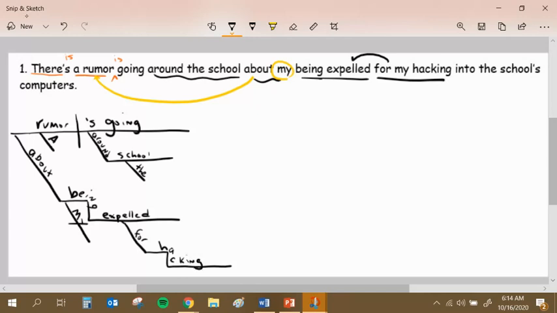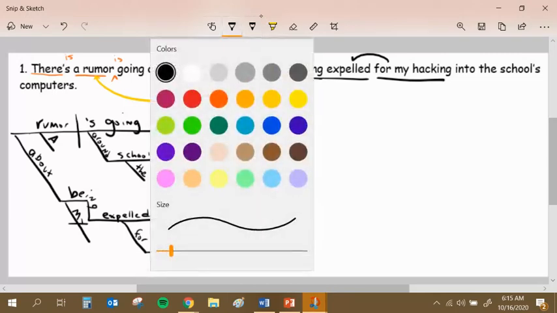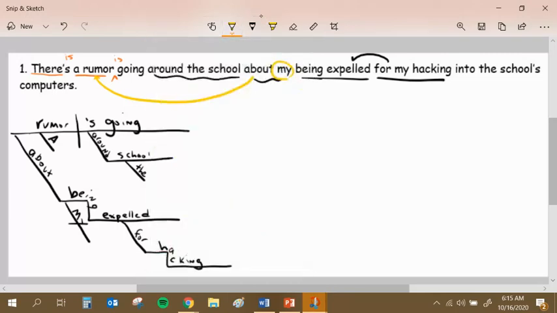So there's hacking. And then once again, the rumor controls the sub of the sentence. I'll change my color so maybe you can see it better. So remember, he is the king or the queen of the sentence. And so he is the one who controls all the verbs. The rumor is going, sure, but the rumor isn't being expelled.